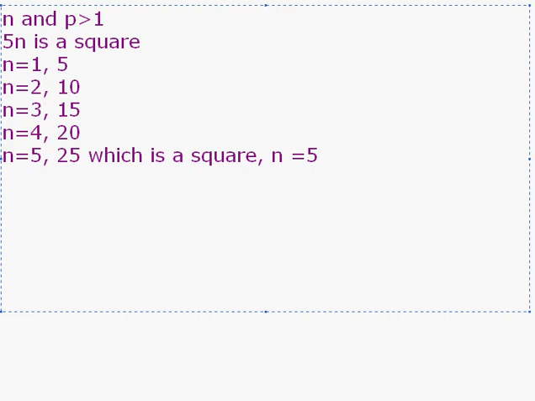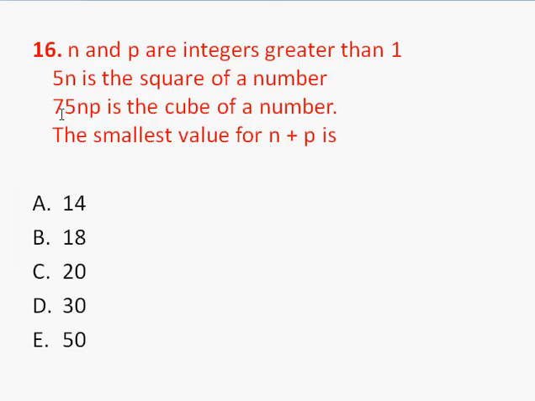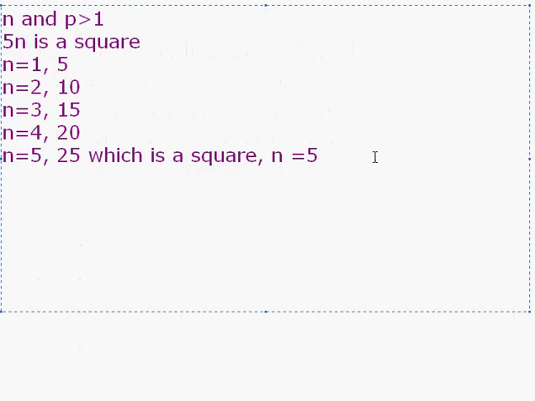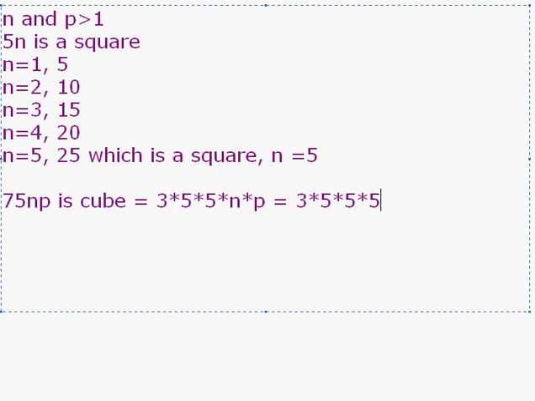That is confirmed. Now we got one thing. Now what's the second thing? 75np is the cube of a number. So we need to find out p using this particular equation. 75np is a cube, right? So we can factorize it. 75np can be written as 3 times 5 times 5 times n times p. We know n is 5, so 3 times 5 times 5 times 5 times p.